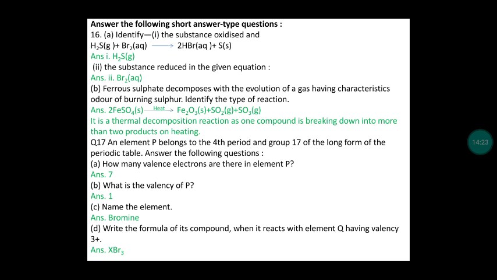For the next question, an element P belongs to the fourth period and group 17 of the long form of the periodic table. Answer the following questions. How many valence electrons are there in element P? That is 7. What is the valency of P? That will be 1. Name the element. It will be bromine. Now write the formula of its compound when it reacts with Q having valency plus 3. That will be XBr3.